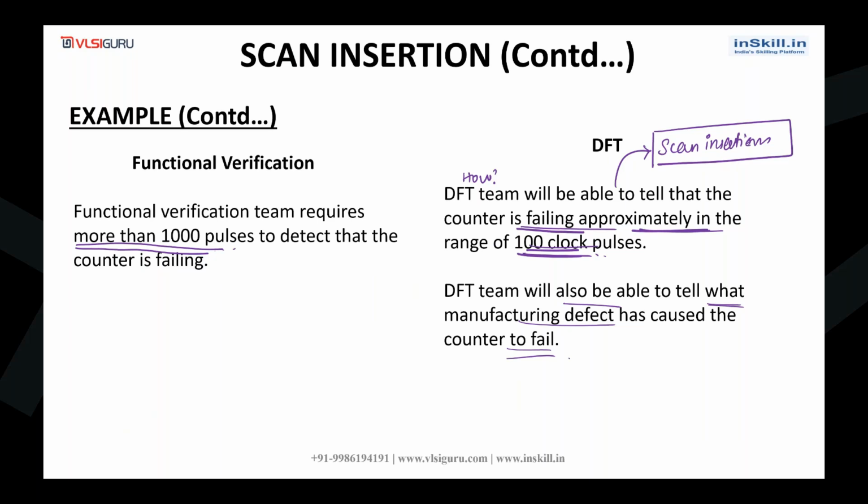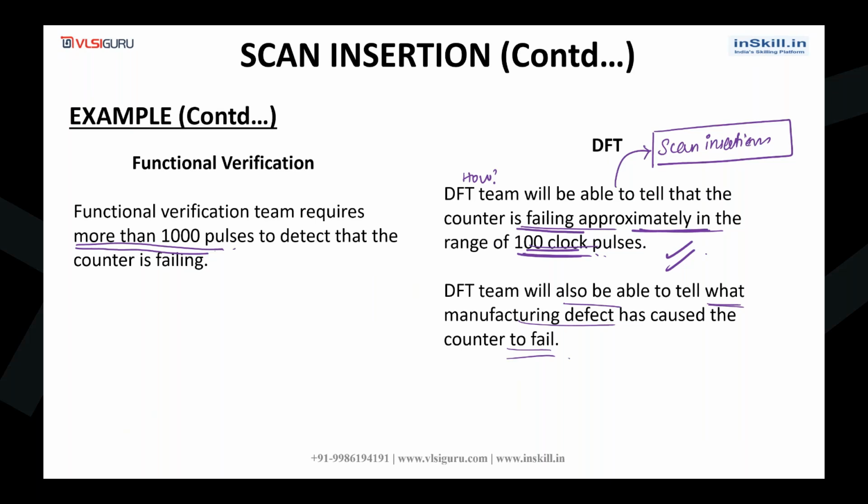We will discuss this in detail in our regular course. When we do the scan insertion topic, we will once again take up this example and try to understand how DFT engineers are able to tell that the counter is failing approximately in the range of 100 clock pulses. We'll try to understand that when we do the regular course. As of now, you can just understand why we are going for scan insertions.